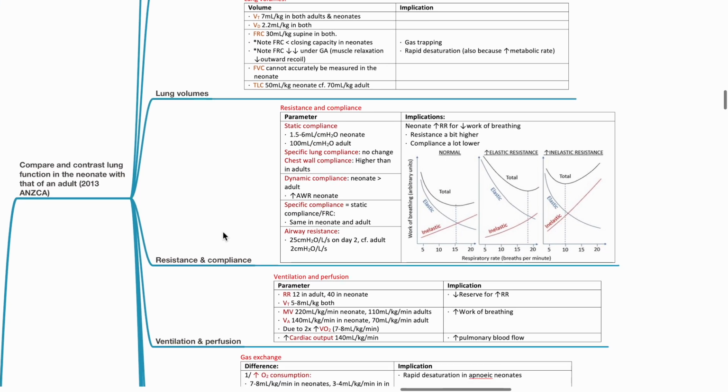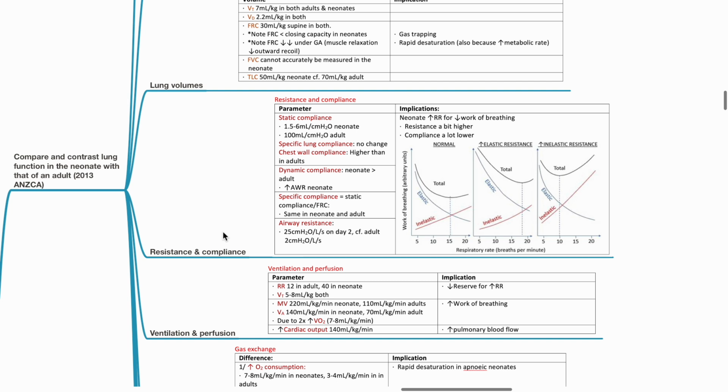Regarding resistance and compliance, static compliance is 1.5 to 6 mL per cm H2O in neonates, but 100 mL per cm H2O in adults. Specific lung compliance, no difference. Chest wall compliance is higher in adults. Neonates have lower dynamic compliance than adults. There is increased airway resistance in neonates. Specific compliance is the same in neonates and adults. To reduce work of breathing, neonates have higher respiratory rate, as resistance is a bit higher and compliance is a lot lower.